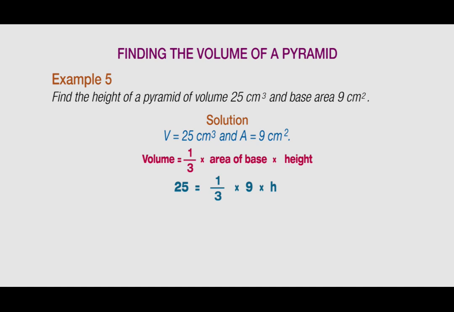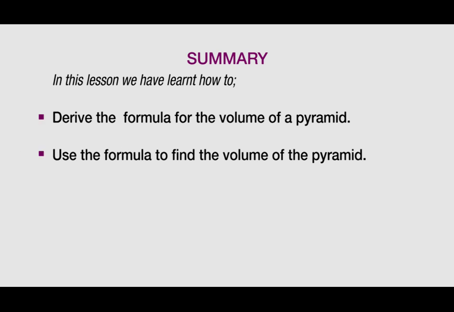A simple change of subject will give us 25 multiplied by 3 divided by 9. If you simplify that with our calculators, we are going to have h equals 8.33 centimeters. Therefore, we conclude that the height of the pyramid is 8.33 centimeters.